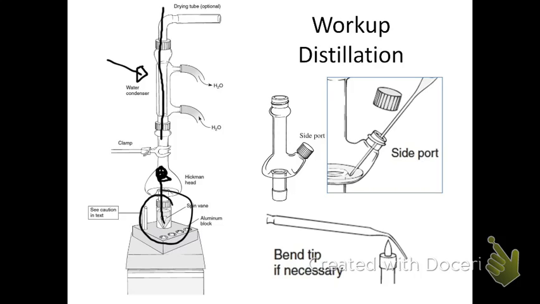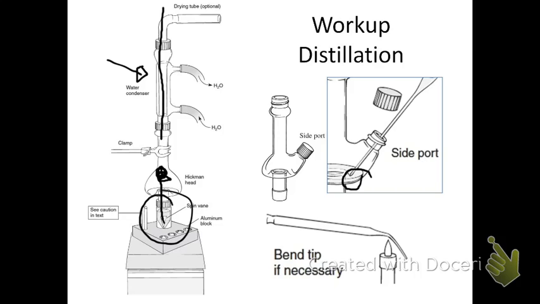Now the condensate is going to collect at the bottom of the Hickman head, and your goal is to extract that with a pipette. So what you'll do is have a clean pipette, remove the cap of the Hickman head, and then put the clean pipette into the solution and extract whatever distillate appears down there.